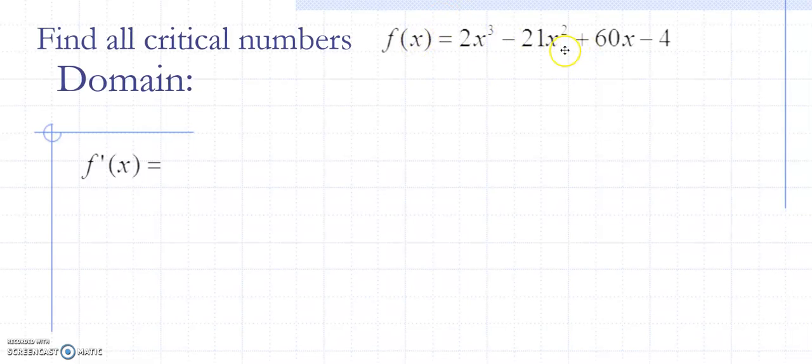So when we look at this function, what do we notice about that function? It's a polynomial, right? So if it's a polynomial, then what do I know about the domain? Negative infinity to infinity, or all real numbers. Okay, so that's good. Next up, derivative.